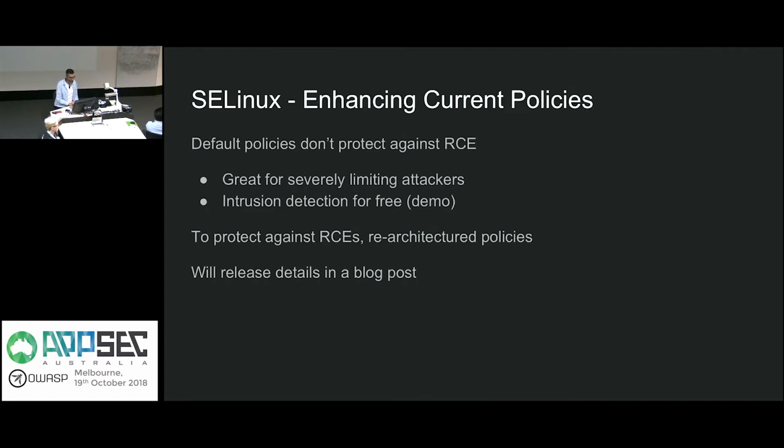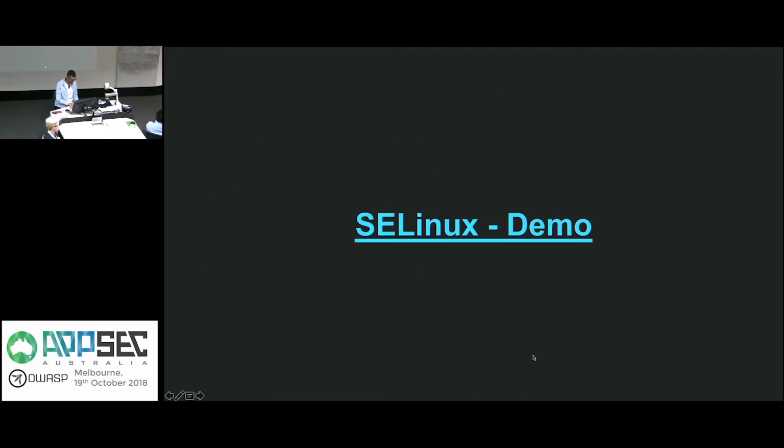But there's a problem. The default policies don't actually protect against remote code exploits. They severely sandbox a user. So even if I run something against Tomcat or PHP, and they're using SELinux, there's very little I can do. So I decided to re-architect the default policies to add remote code exploit protection. This is a little technical, so I won't cover it here. I'll cover it in a blog post. But let's see what this does. Everyone loves demos.